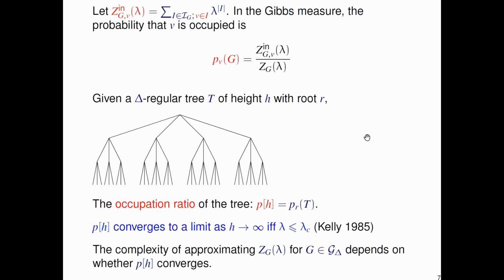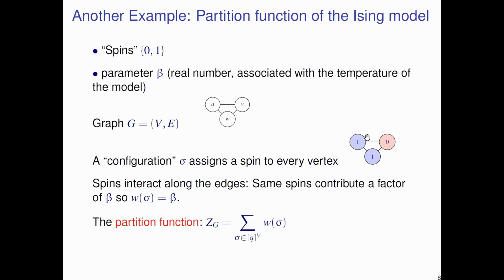It's been known since the 80s that Frank Kelly proved that P of h converges to a limit as h goes to infinity if and only if lambda is less than or equal to this critical value. So that's what the critical value is. It's where, when you take the delta regular tree, the occupation value of the root converges. As you get deeper and deeper, it doesn't matter, it converges. So we can already see that the complexity of evaluating this polynomial on arbitrary graphs depends on whether or not this thing converges. Good. I'm going to come back to that.